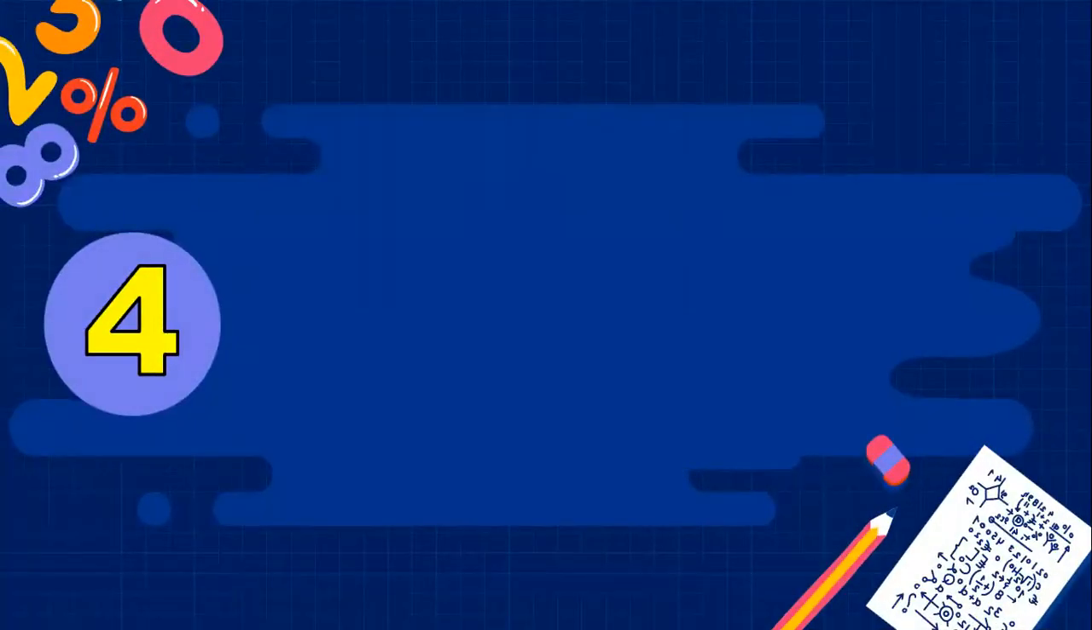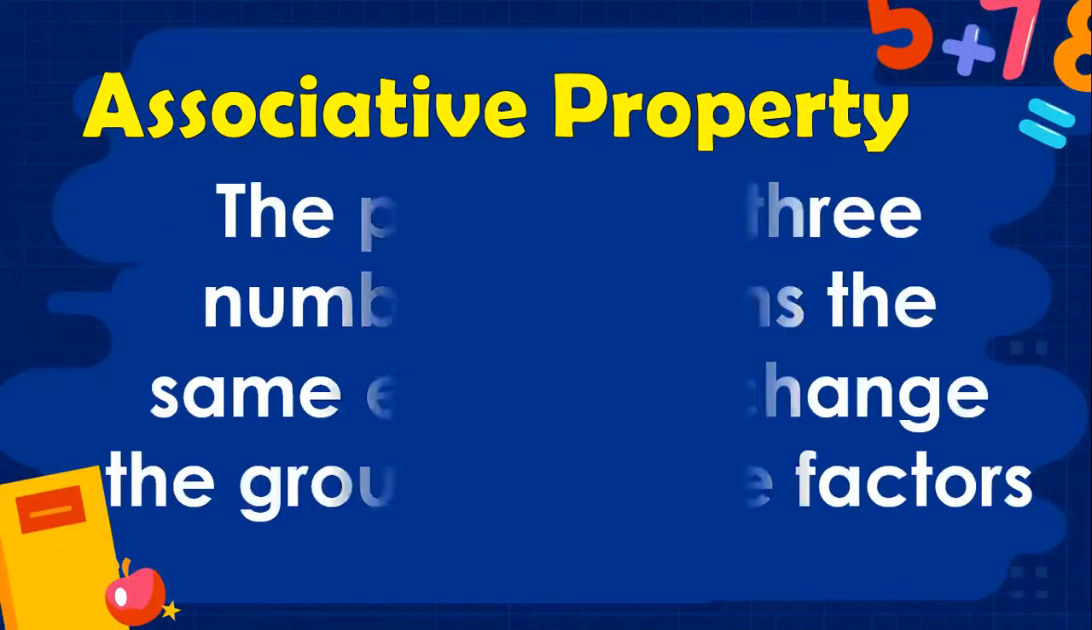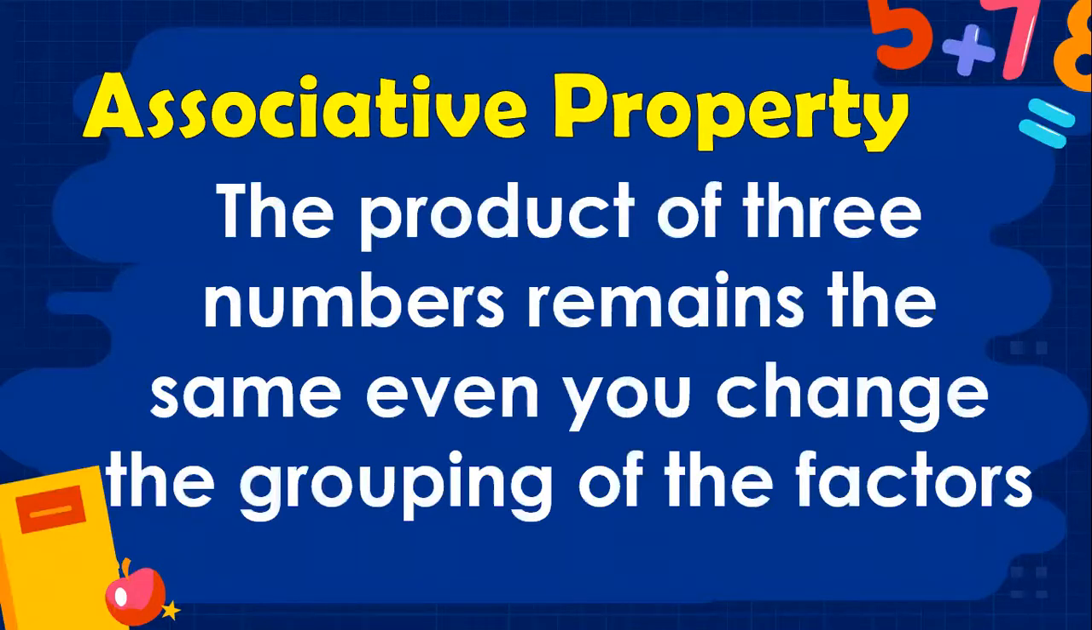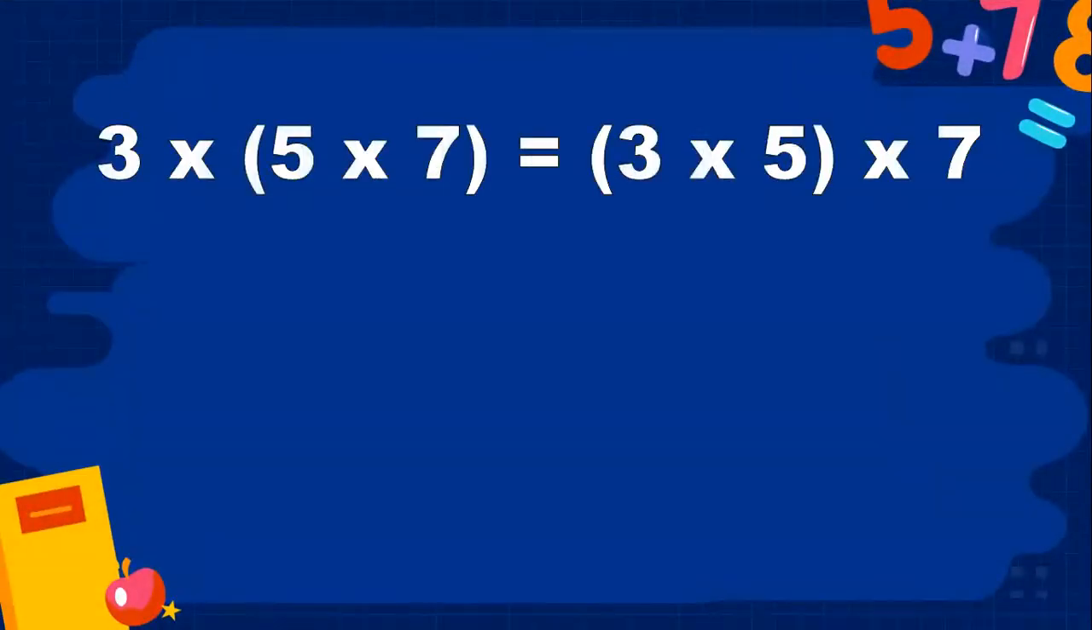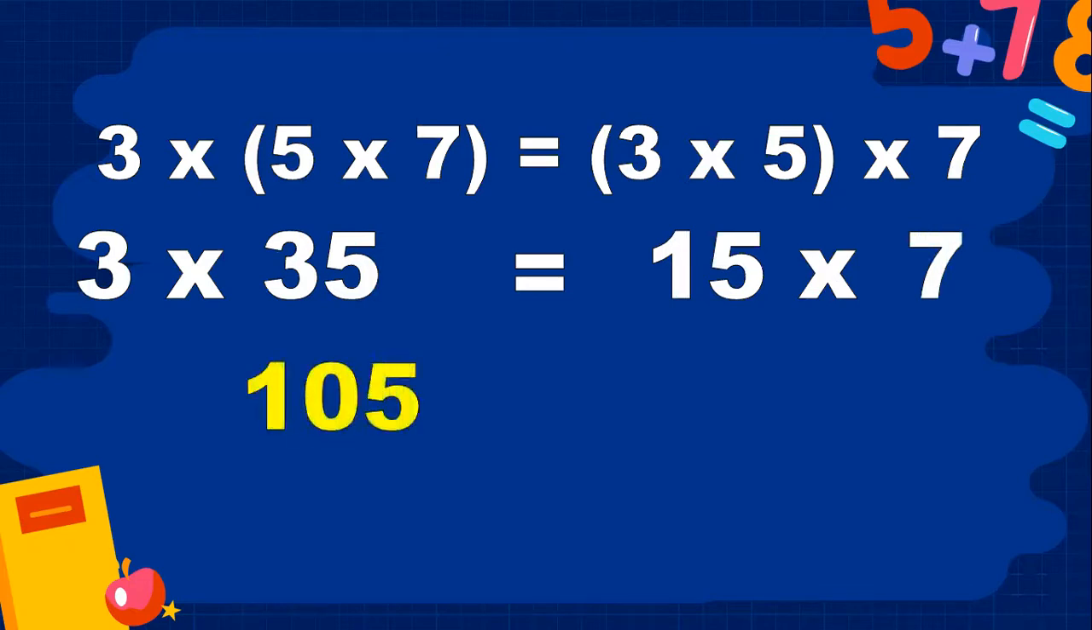The fourth property of multiplication is the associative property of multiplication. The associative property states that the product of three numbers remains the same even if you change the grouping of the factors. We have 3 times the group of 5 times 7 is equal to the group of 3 times 5, times 7. 5 times 7 is equal to 35, so 3 times 35 is 105. And 3 times 5 is 15, times 7 is 105. So, the products are the same.